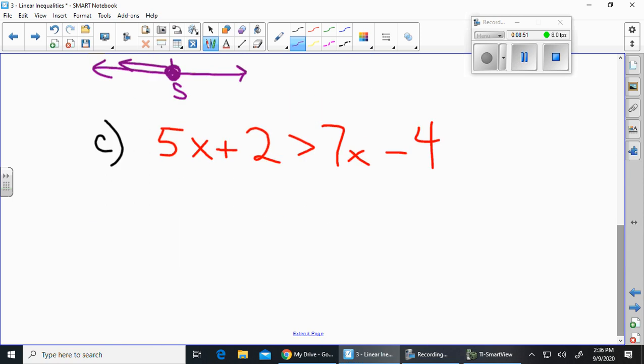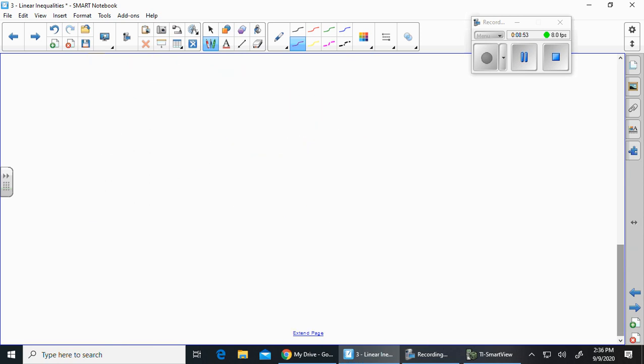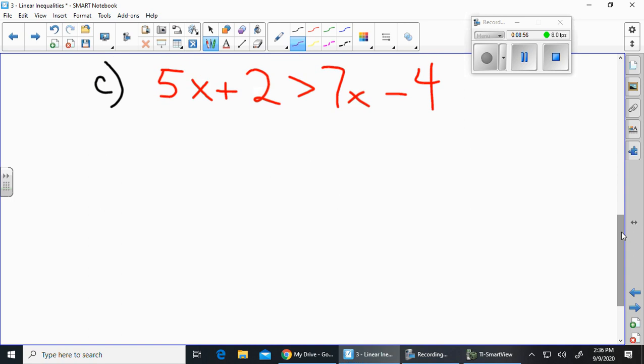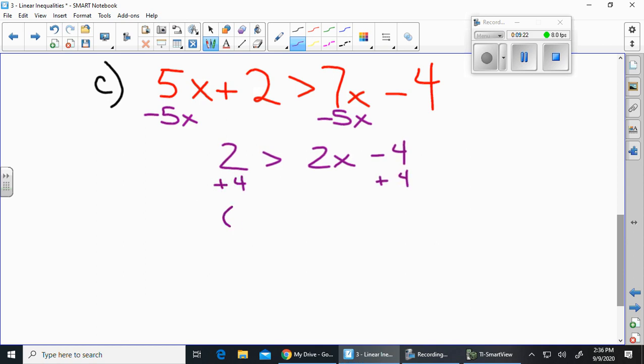So then the last one, what do I do? This is still a simple inequality. One inequality sign. But I have x's on both sides. Just like an equation, when you do equations, you look for the smaller x. 5x is smaller than 7x. So I'm going to move it with inverse operations. I'm left with 2 greater than 2x minus 4. I add 4, 6, 2x, divide by 2.